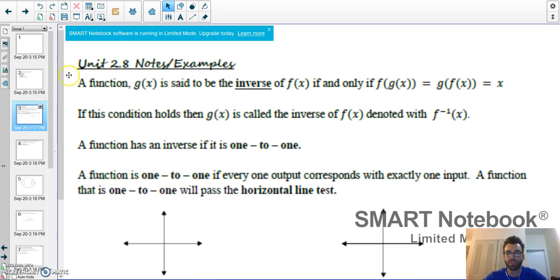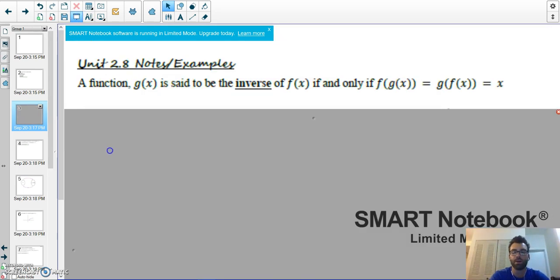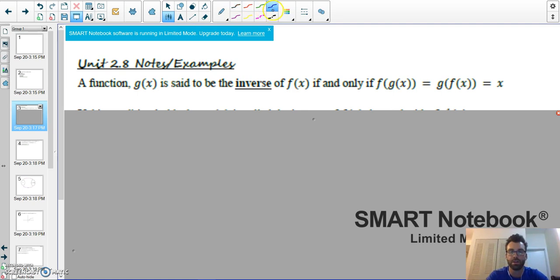First, a function g of x is said to be an inverse of f of x if and only if f of g of x and g of f of x are equal to x. So we're talking about the composition of these two functions. If I have two separate functions, they are only said to be inverses if the composition of those two functions is x. My answer comes out to be x.